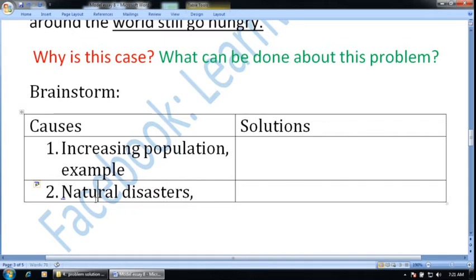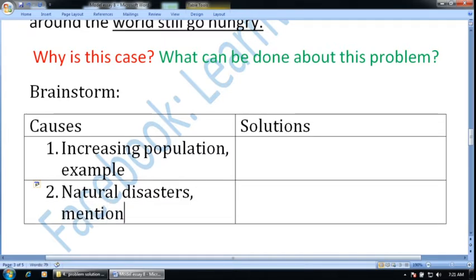Natural disaster, I will mention what the natural disasters are, and I would give an example of a natural disaster that occurred in recent years. Here I would go for solutions. Solutions can be for the same cause, but solutions can also be different. So here I can easily imagine the solutions for the same cause.